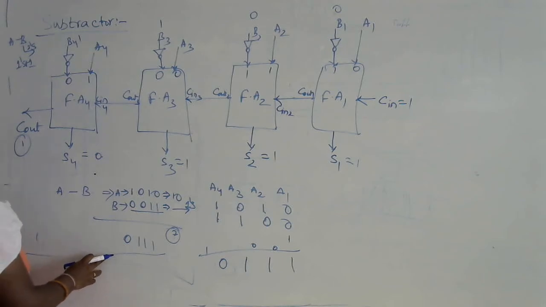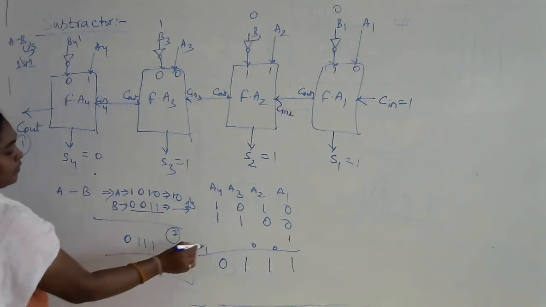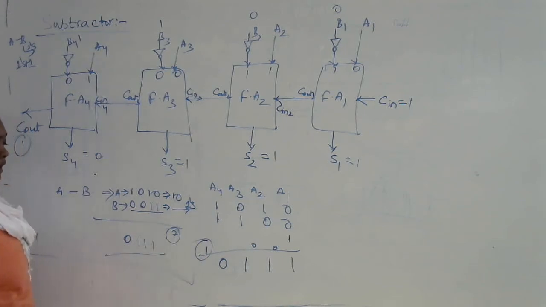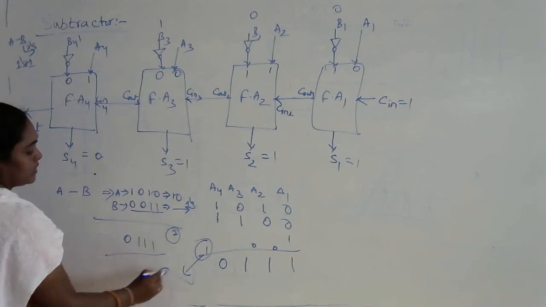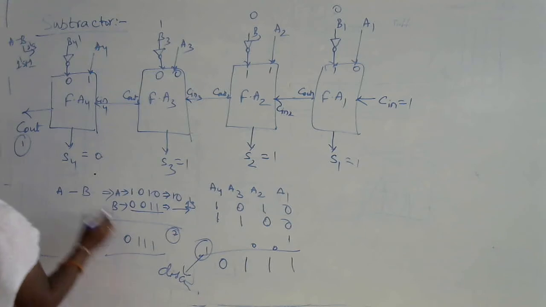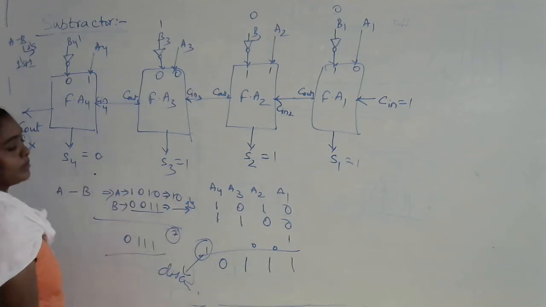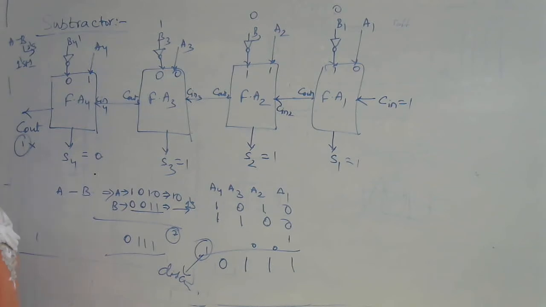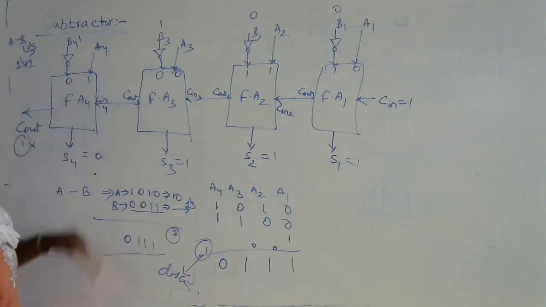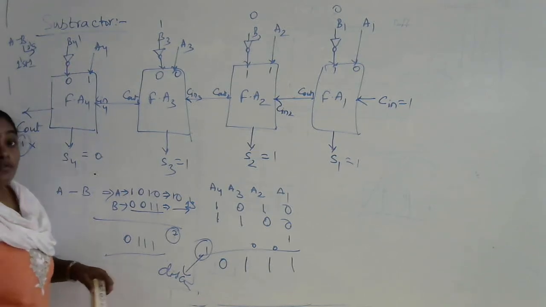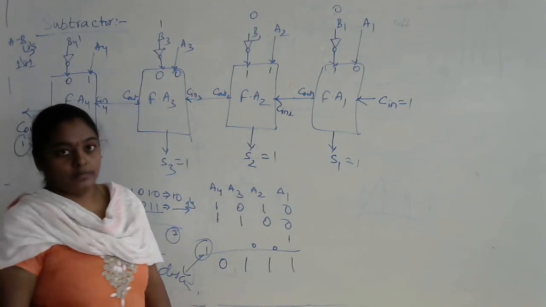So here, whenever we are performing a 2's complement subtraction operation, if we are getting any carry, we need to discard this carry or neglect this carry. So this C out is going to be neglected. So the result is 0 triple 1, which is equivalent to 7. So this is the way to perform a subtraction operation of 4 bit. As we are giving all the bits at the same time, it is called a 4-bit parallel subtractor.